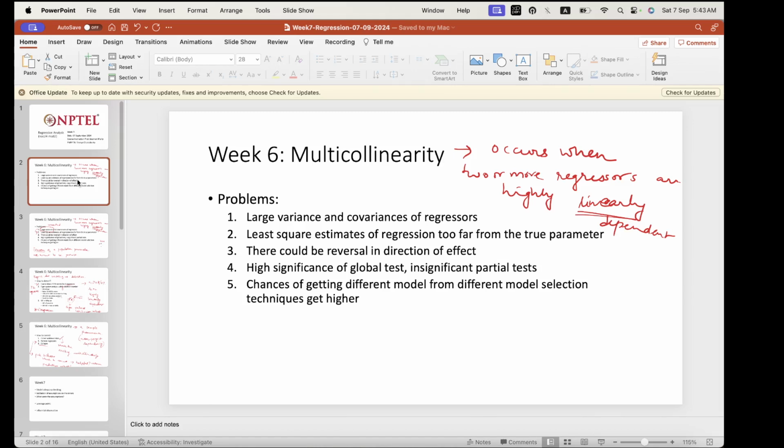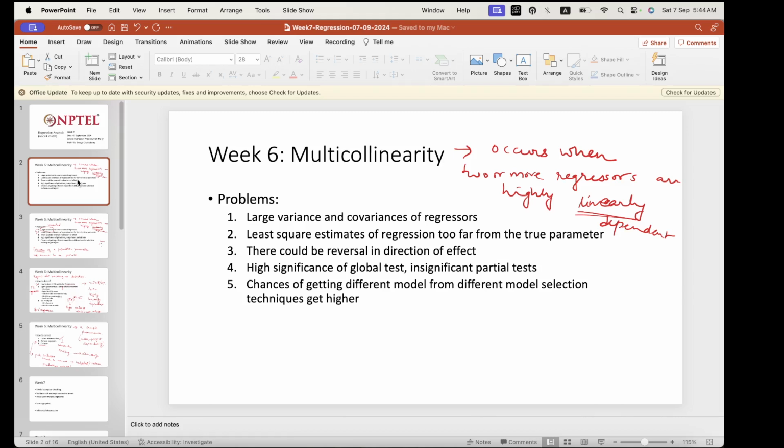multiple regressors which are correlated within themselves. One or two regressors are highly linearly dependent. Now if they are perfectly dependent on each other and there exists a perfect linear relationship, then we have seen that we do not get a unique value of the estimate because X transpose X inverse doesn't remain invertible at that point. That's what happens when they are perfectly linearly related.